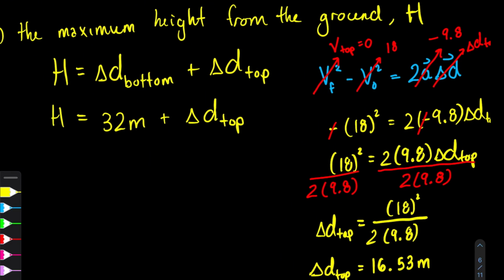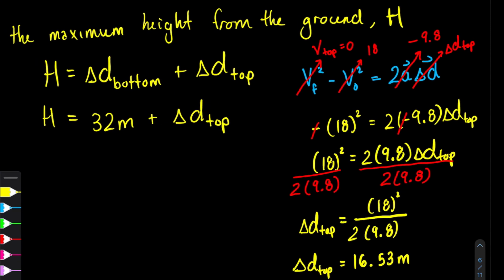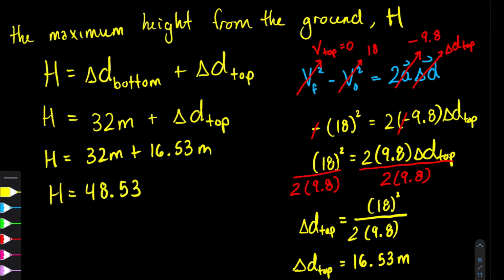Now recall, they were actually asking us to find the maximum height, so the height from the ground to the hand and from the hand to the maximum height, which is why we had this capital letter H. This means we have 32 meters plus 16.53 meters. This is going to be 48.53 meters, which we can round to approximately 49 meters. So the maximum height from the ground is going to be 49 meters.